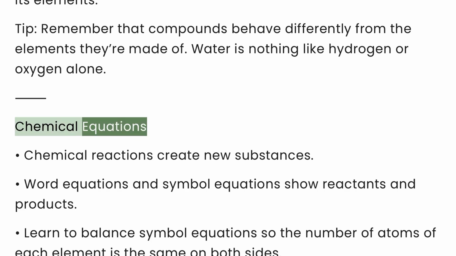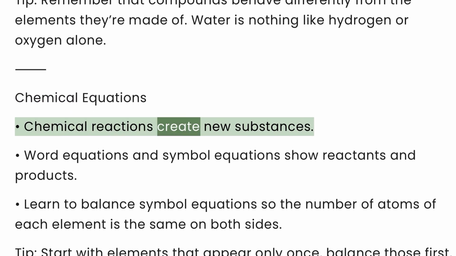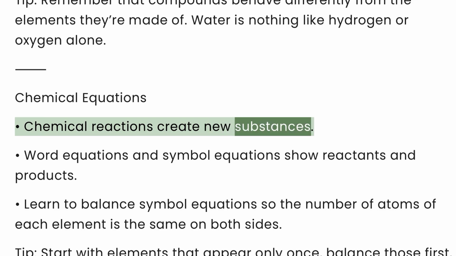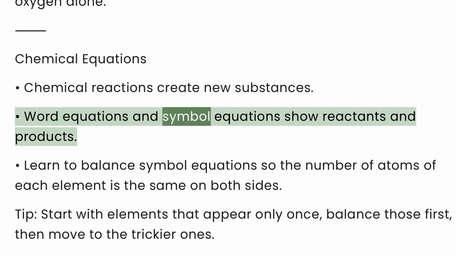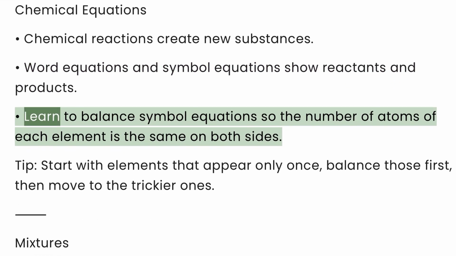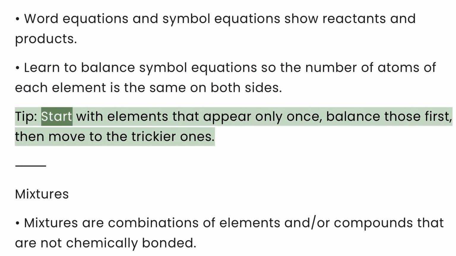Chemical equations. Chemical reactions create new substances. Word equations and symbol equations show reactants and products. Learn to balance symbol equations so the number of atoms of each element is the same on both sides. Tip: start with elements that appear only once, balance those first, then move to the trickier ones.